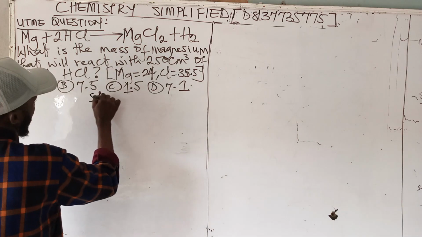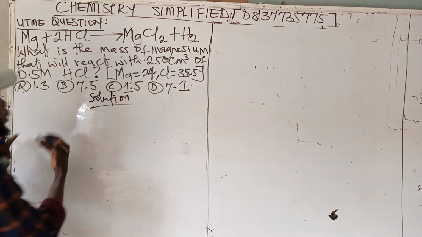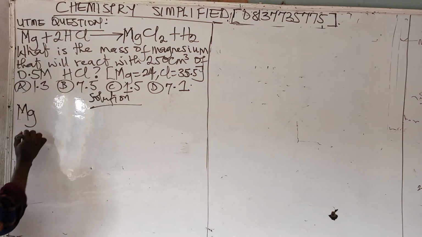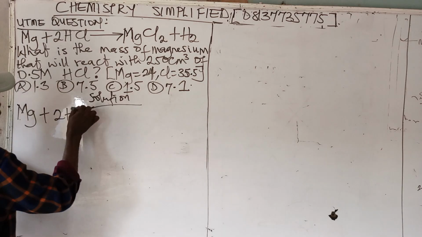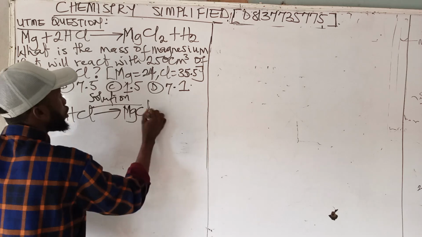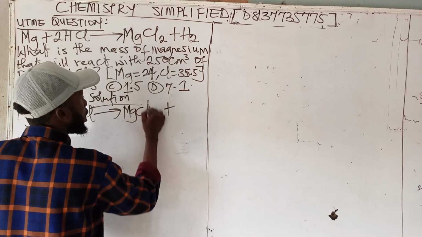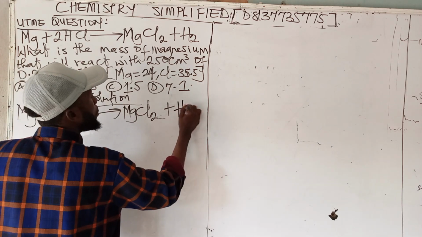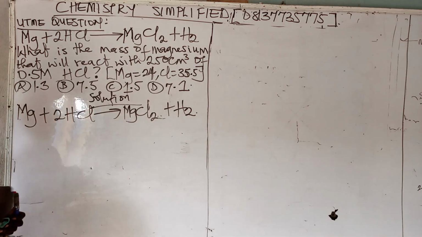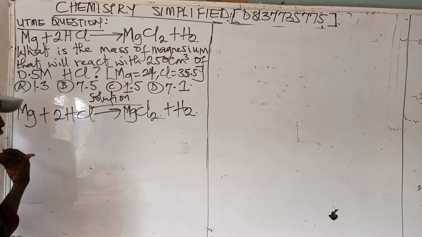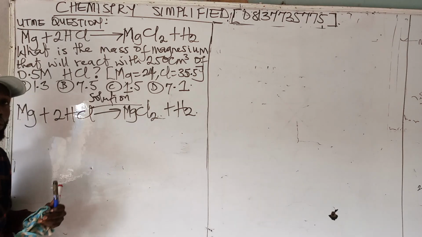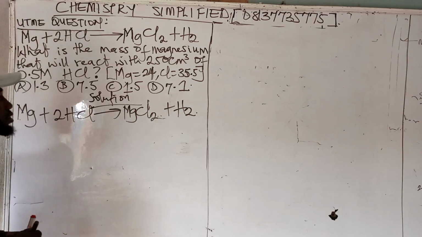Alright. So let's bring out the reaction. We have magnesium reacting with hydrochloric acid to give magnesium chloride and liberate hydrogen. Now, just like I told you earlier in the previous video, if you have not watched it, the link will be put down in the bio. You can check it and watch before this.